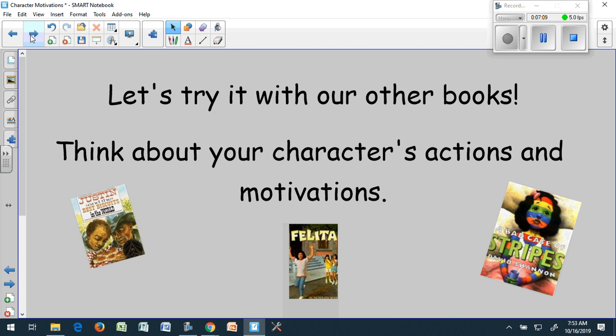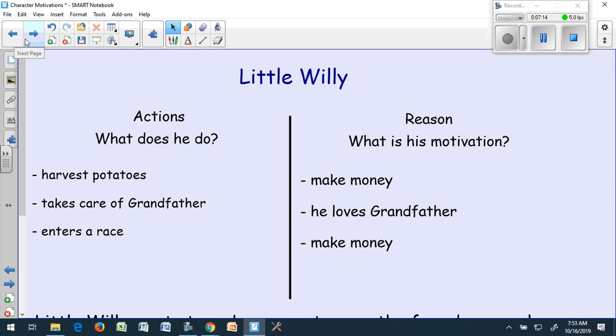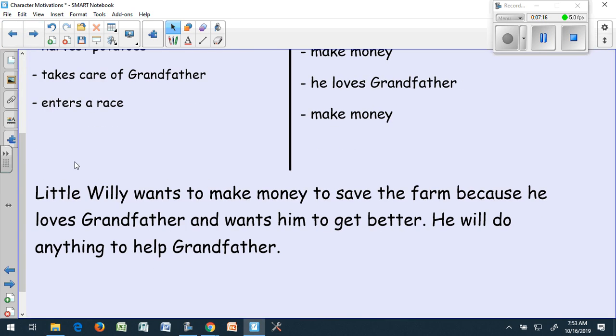Once you do that for each book, let's try to write a sentence like we did for Little Willie to help us understand our character a little more. His motivations or her motivations should really help us understand them as a person.